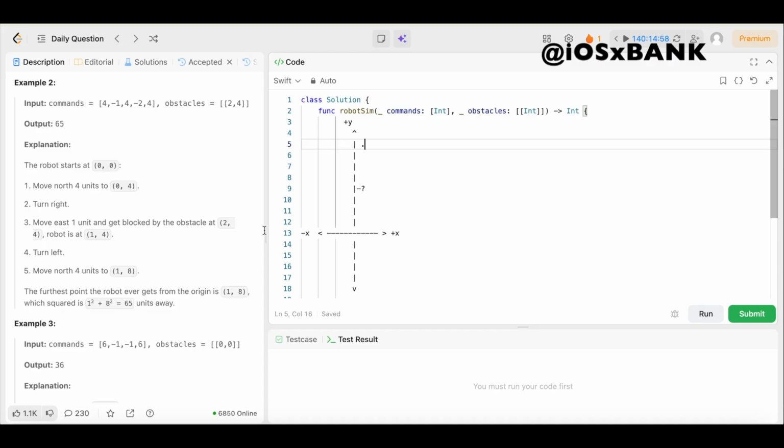Let me put the period. Boom, because that's the last position where the period is. Boom. So the final position would be right here at 1, 8. Right? So this is where we're at. This is supposed to represent a 1, 8.